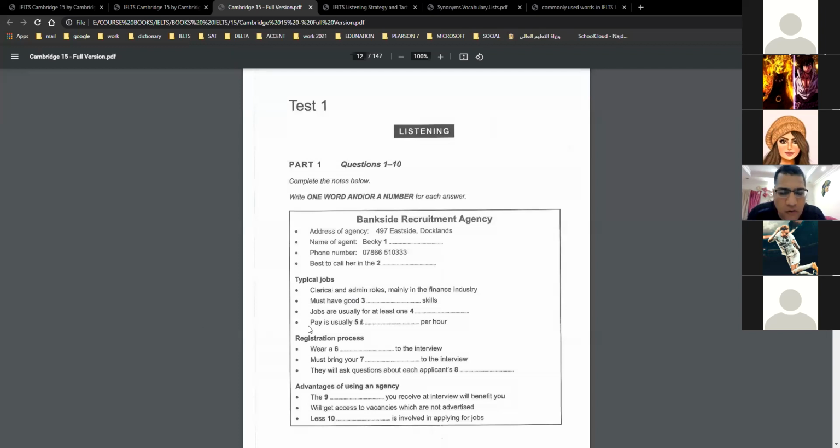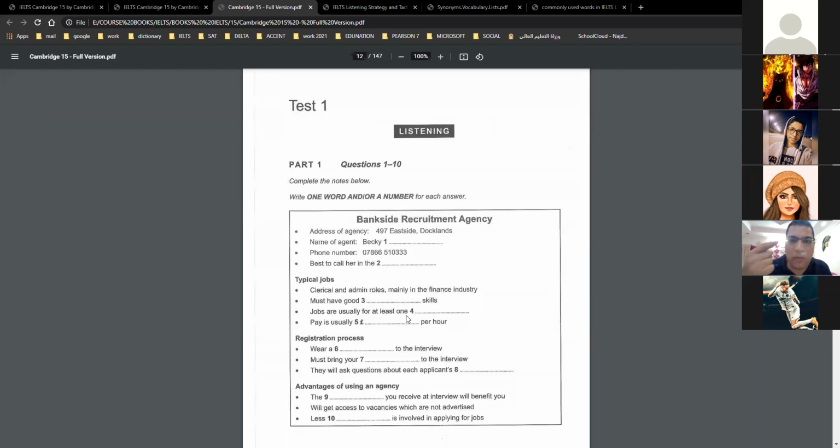Let's move on. Jobs are usually for at least one space. Please unmute and give me your idea. Anyone, please go ahead. Jobs are usually for at least one. Yes, one person, maybe. Okay, Yusuf, good. What else? One month. One student. One year, but too much. One week, one month, right? One day.